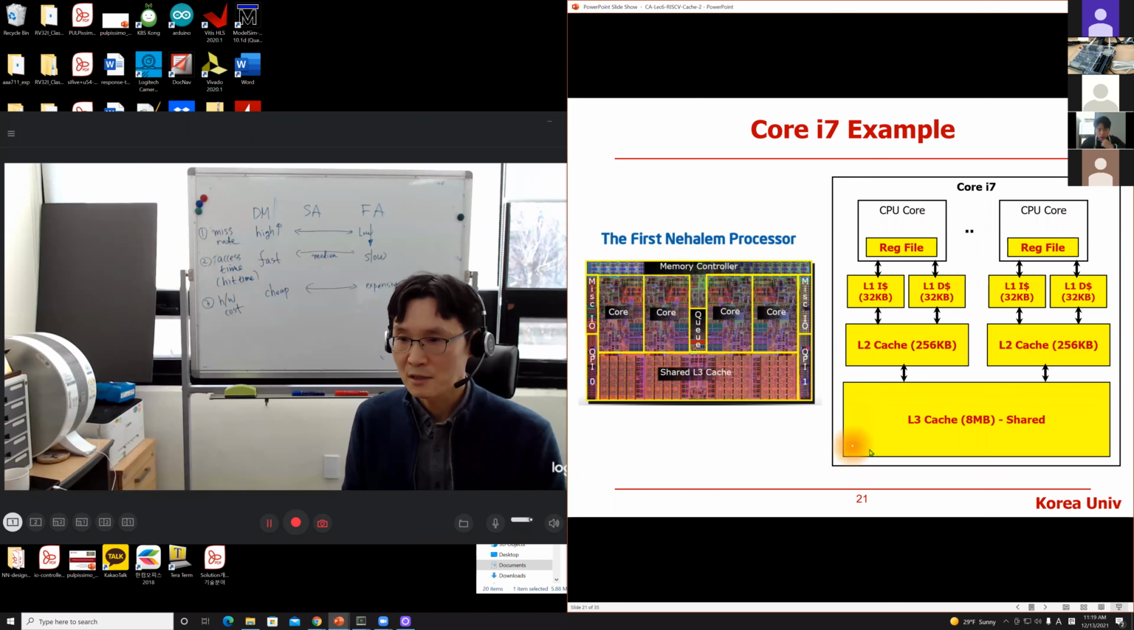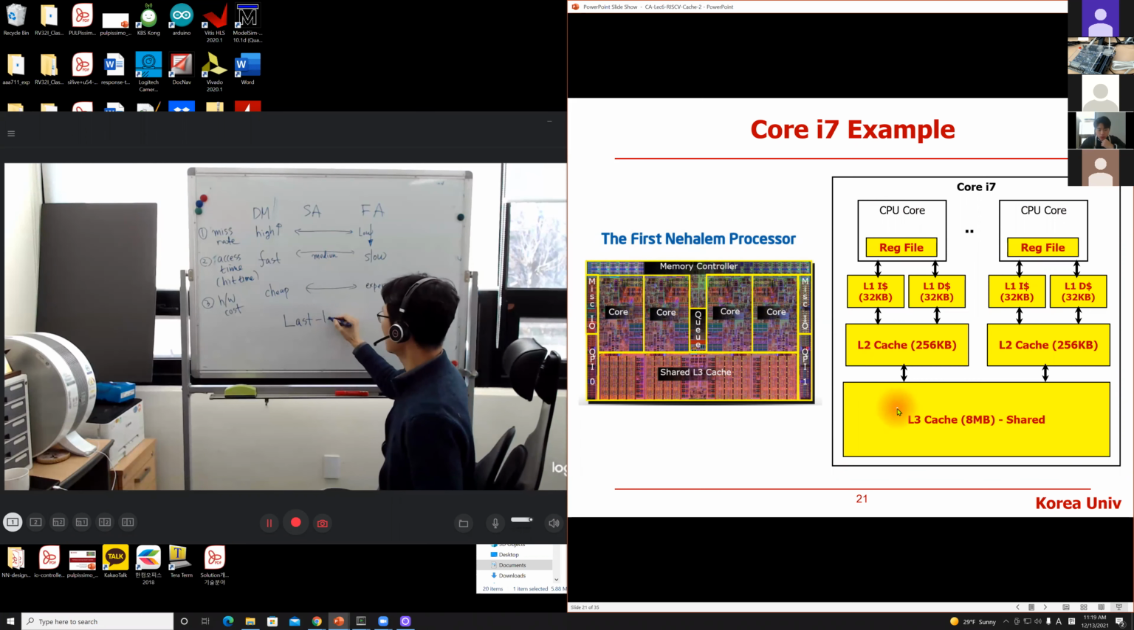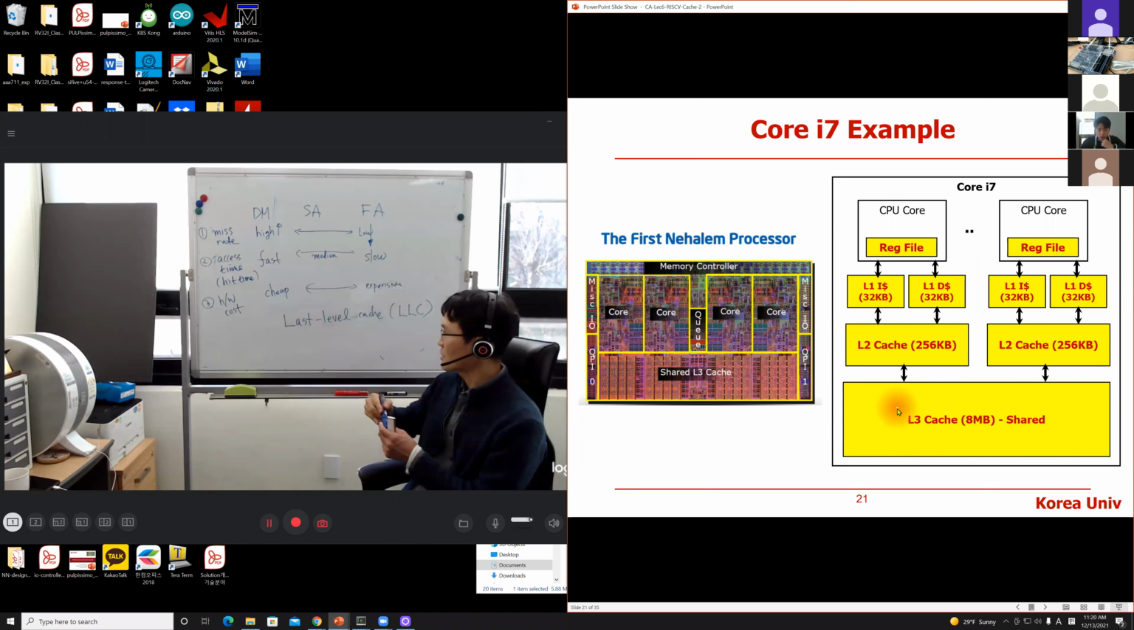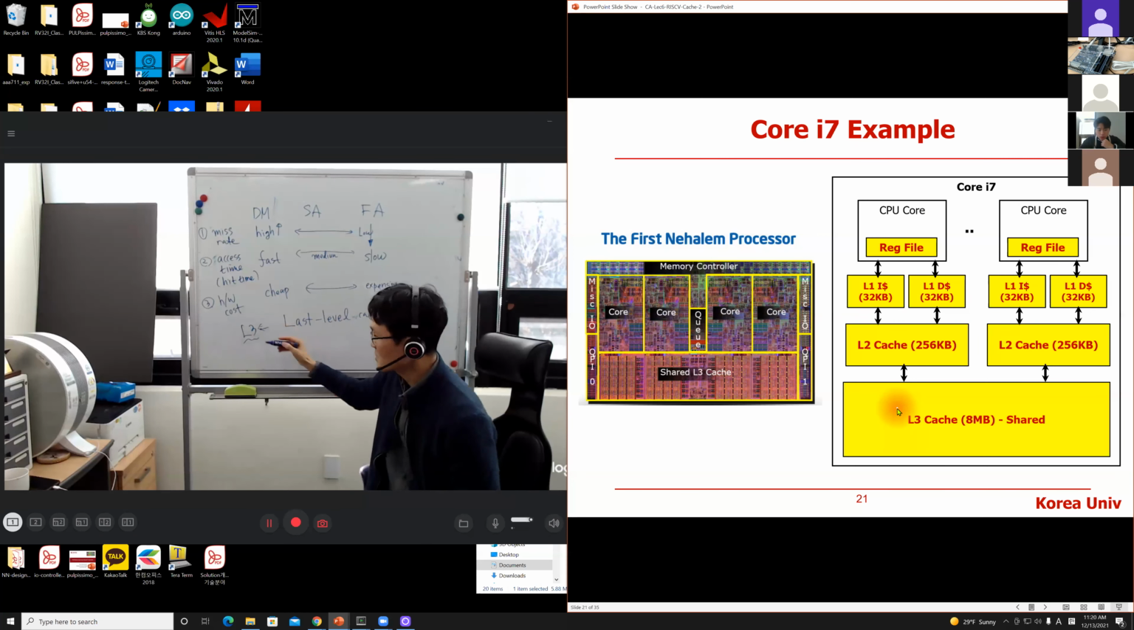This level 3 cache is also called the last level cache, LLC. So the L3 cache is the LLC in that hardware configuration, right? Level 3 cache, last level cache.